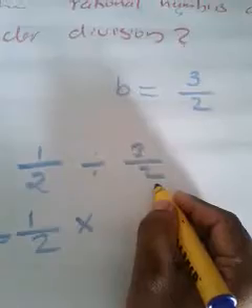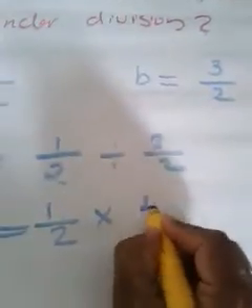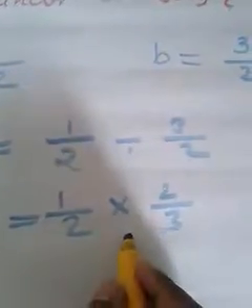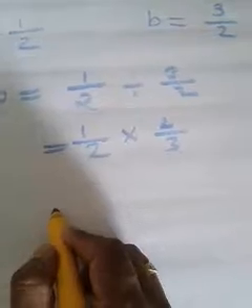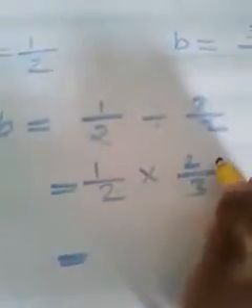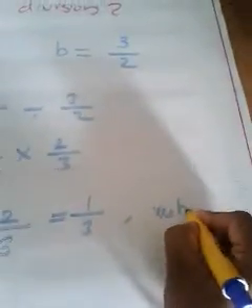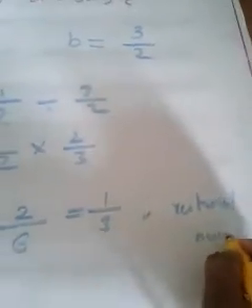The first rational number stays as it is, the division sign becomes multiplication, and we take the reciprocal of the second rational number, 3/2, which is 2/3. Now multiply the numerators, 1 times 2 is 2, and multiply the denominators, 2 times 3 is 6. If we simplify, we get 1/3. Yes, 1/3 is a rational number.